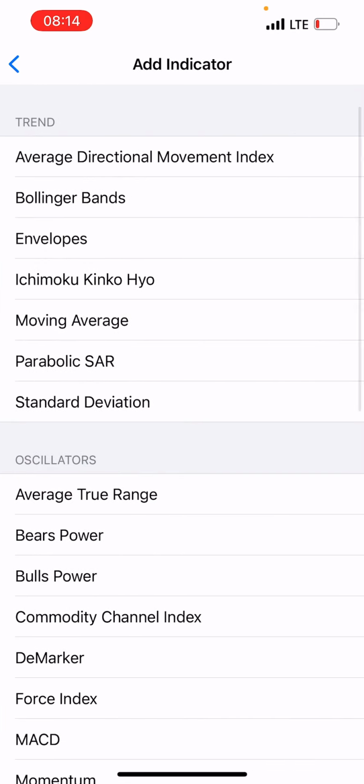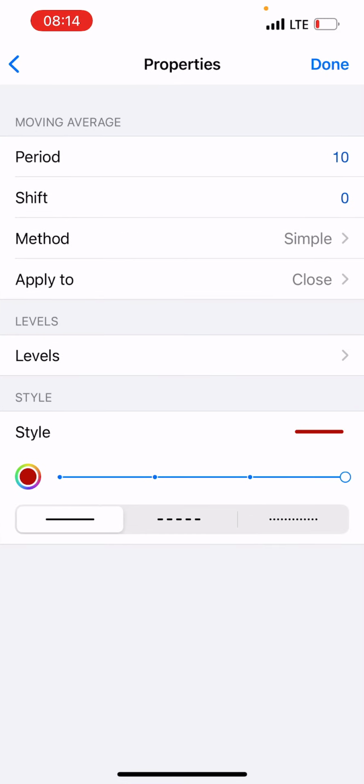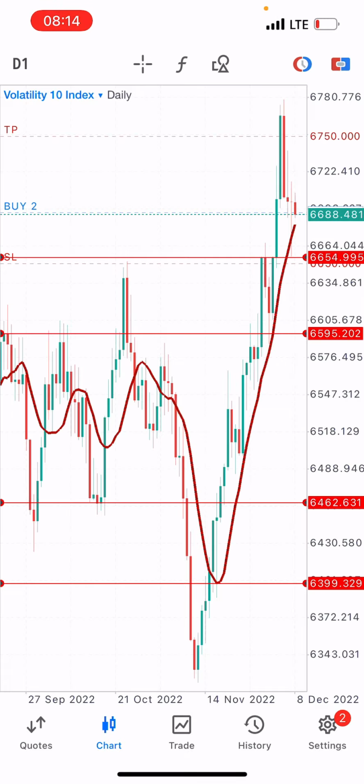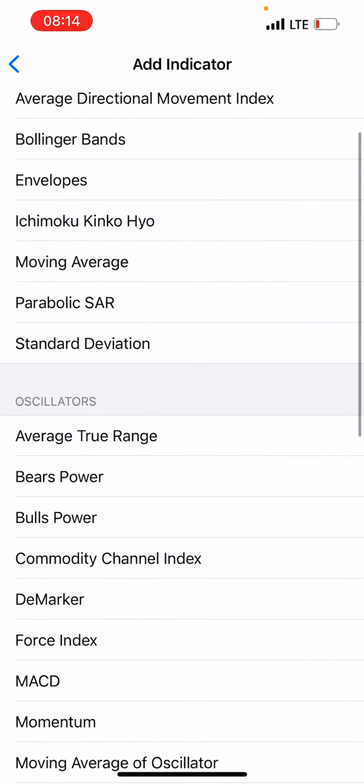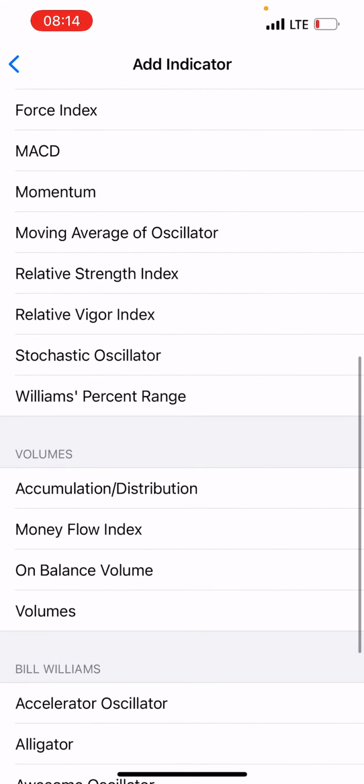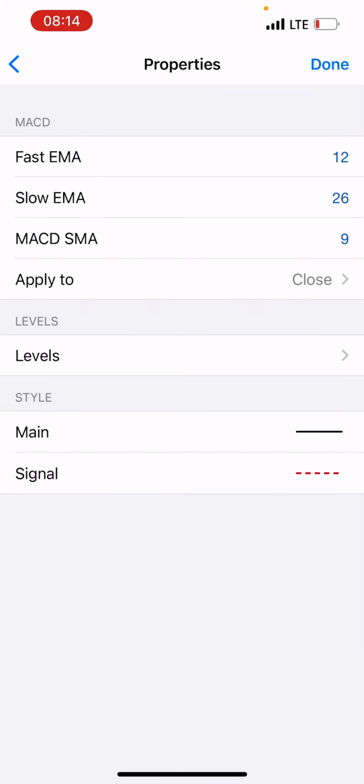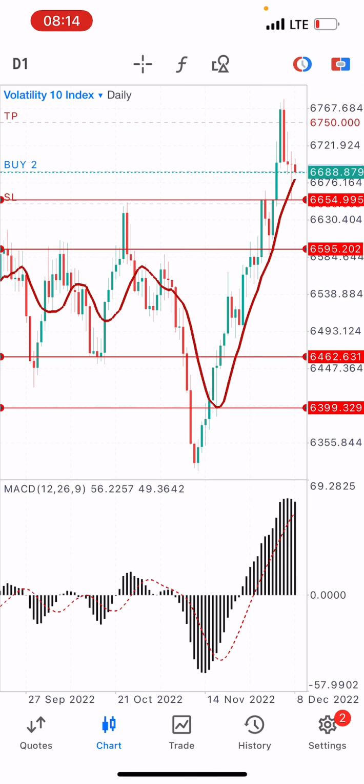Two indicators. One, moving average: 10 moving average, shift 0, method simple, apply to close. That's all for that indicator. You click done, so we've got the moving average on our screen. The next indicator you need is the MACD. Simple parameters: fast EMA 12, slow EMA 26, MACD SMA 9. As simple as this, you click done. So you get all the indicators that you need for the strategy.